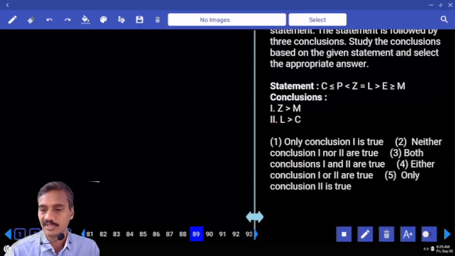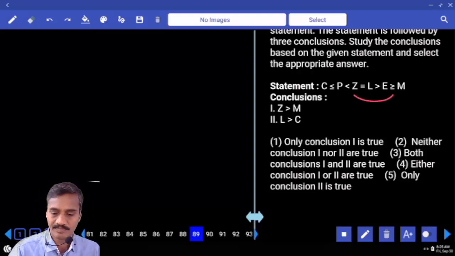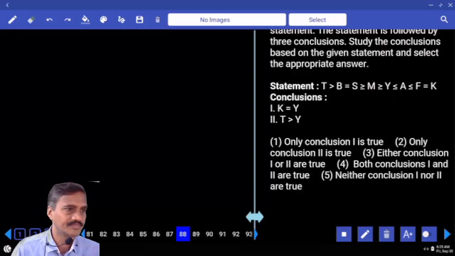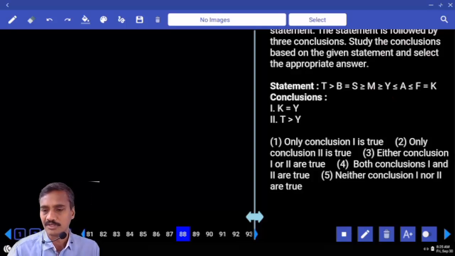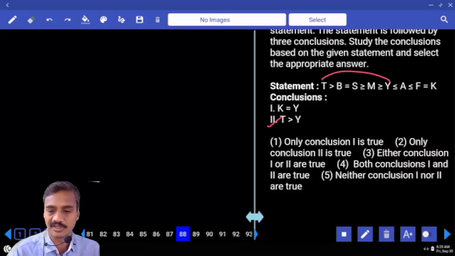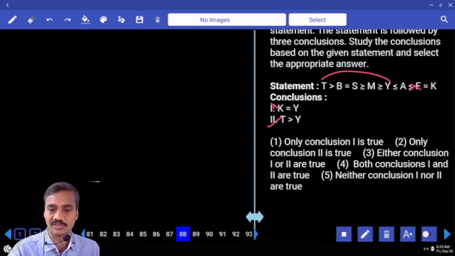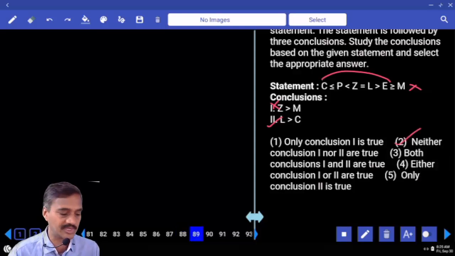And Z and M. Now Z is here, Z greater than M is... 88. Now between T and Y. Yes, T greater than Y is definitely true. Now between K and Y. K is here, Y is here, it is lesser than or equals to but not. And so only 2. Choice 2 is the answer, question number 88.